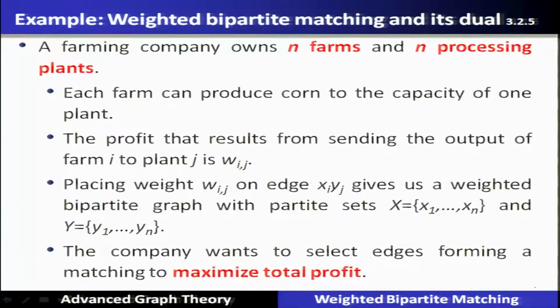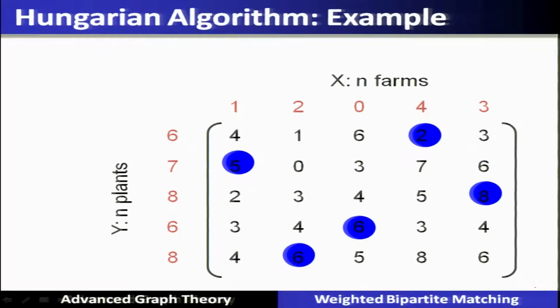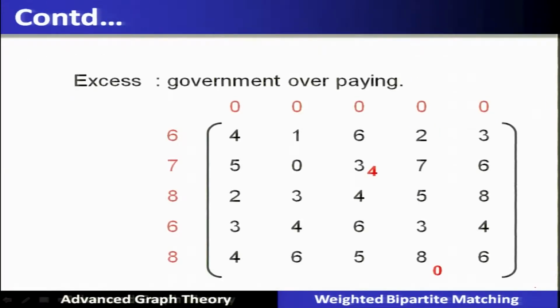Let us take the example which we have started, that is the farming company will own n farms and n processing units. Let us see this dual formulated problem, how we are going to solve using Hungarian method. Let us represent this particular graph G(u, v) having n farms and n plants, and let us take all these particular steps of this graph.